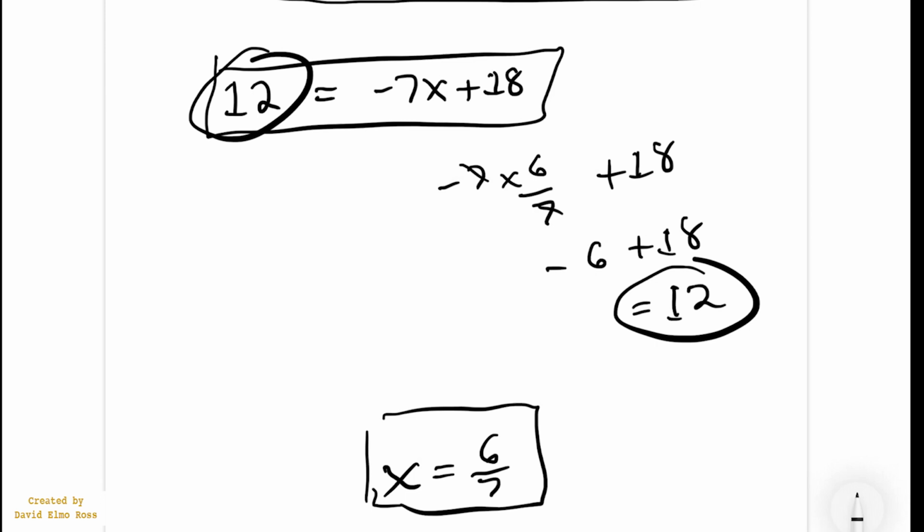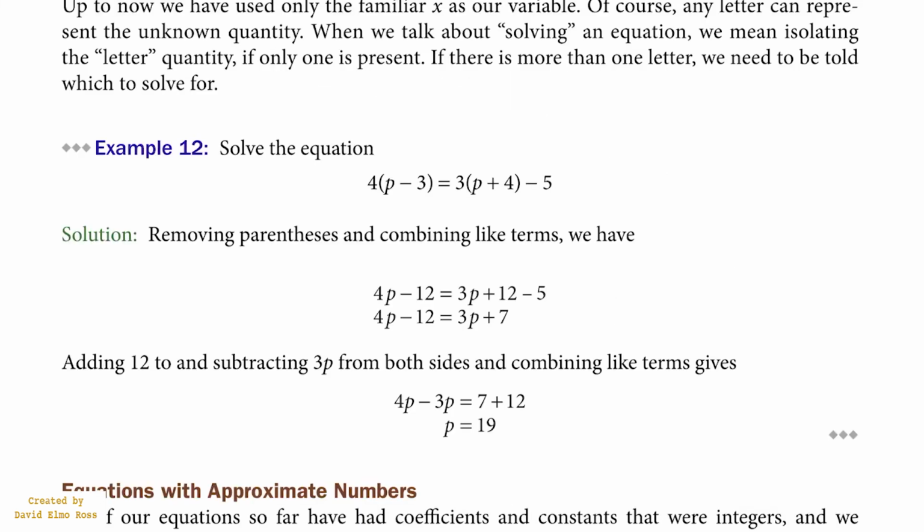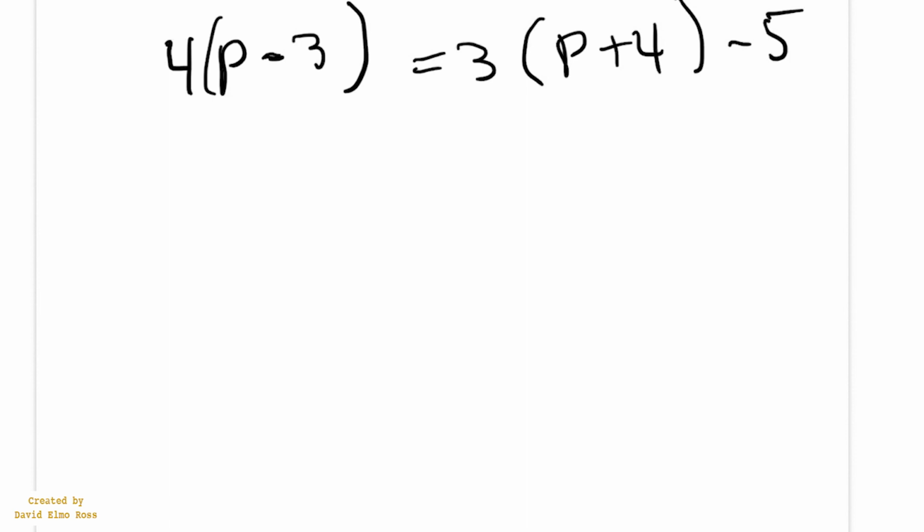Now let's take a look at using other variables other than x. X is just a letter representing an unknown. So we should be able to solve an equation such as this just as easily as if we were using x instead of p. So let's take a look at doing that. Whether we use p as the unknown or x, it doesn't matter. The rules still apply the same way.